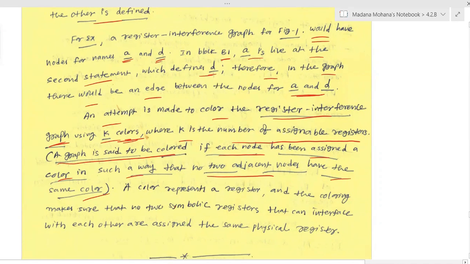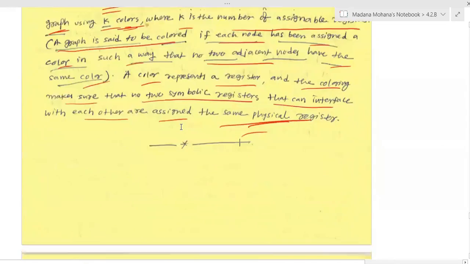Now, every color in a node we will treat as a register. A particular color is assigned to a register. No two adjacent nodes have the same register. The same is replicated here. A color represents a register and the coloring makes sure that no two symbolic registers that can interfere with each other are assigned the same physical register. That is the concept of graph coloring for global register allocation.